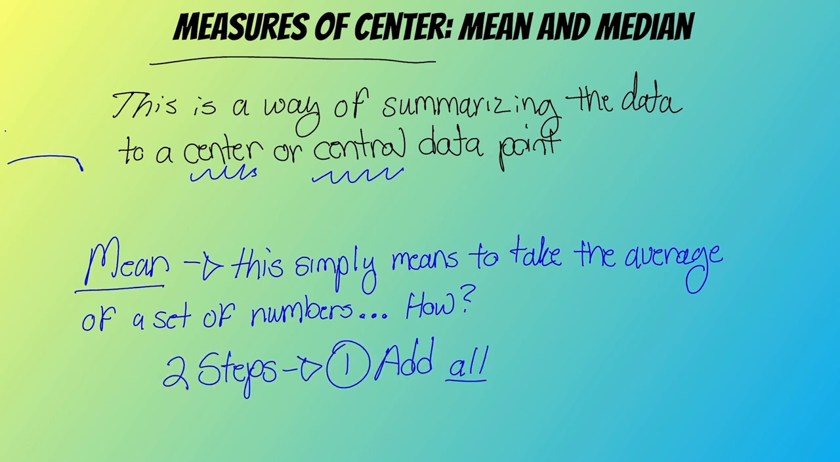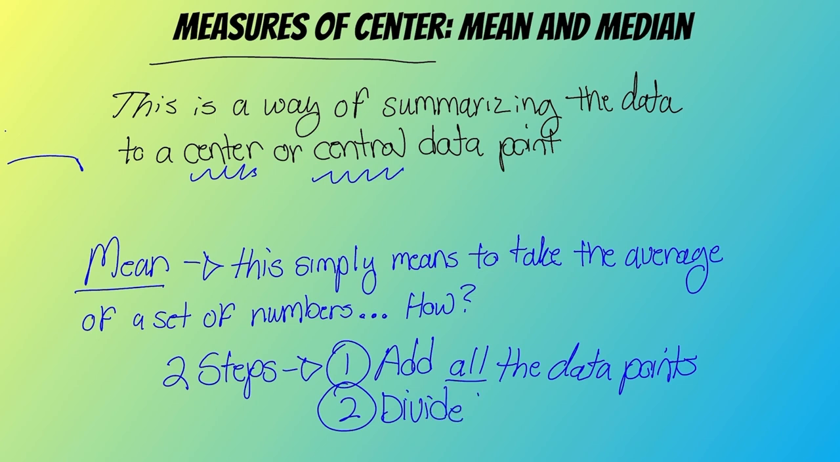You're going to add together all your data points. And once you have all your data points added up, for step 2, you're going to divide by however many data points that you had. So we're going to work through a few examples.